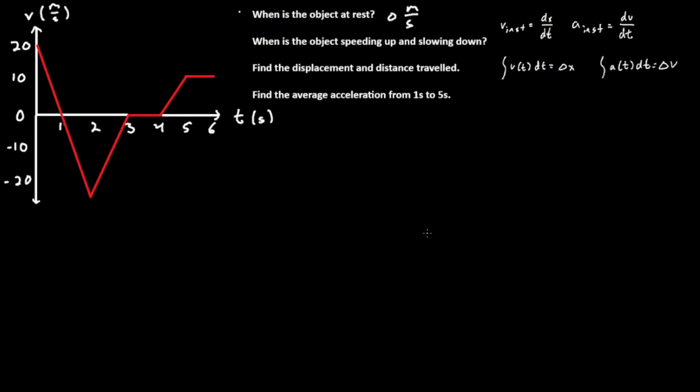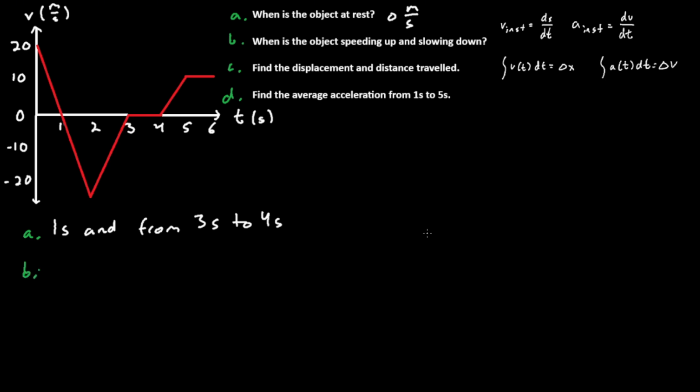So part A, let's write this with part A actually. Part A, B, C, and D. So part A, the object is at rest exactly at 1 second and from 3 seconds to 4 seconds. So that was an easy one. How about, when is the object speeding up and slowing down?